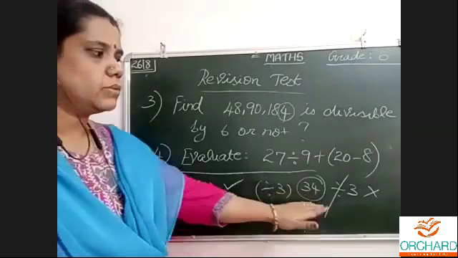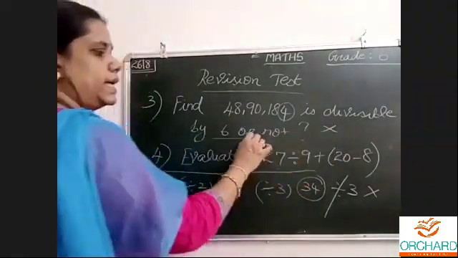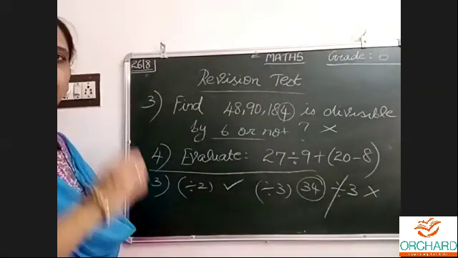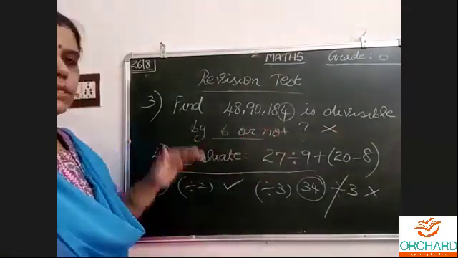One number saying yes, one number saying no. So it is not divisible by 6. You have to write in words what I am telling. It is not divisible by 6.